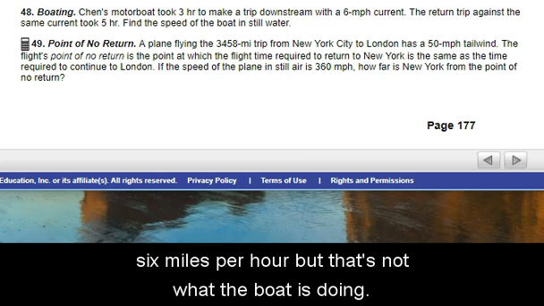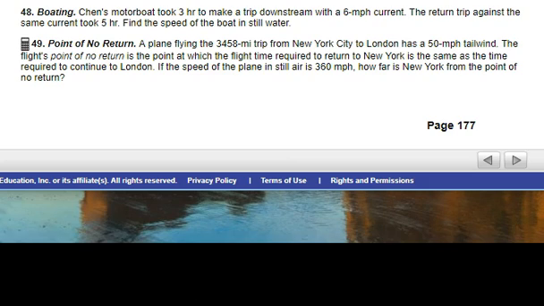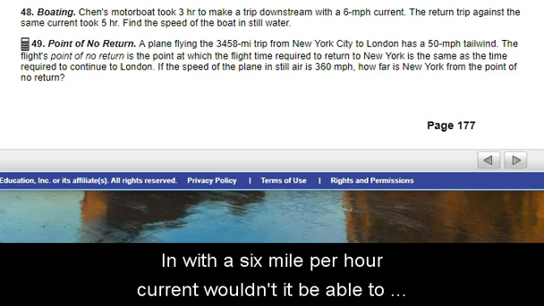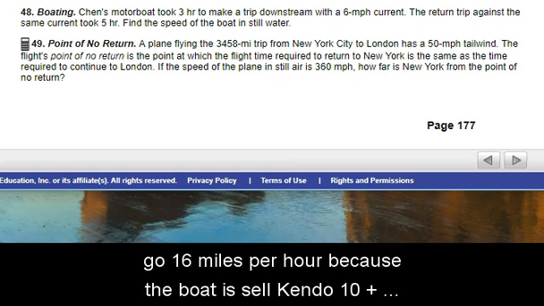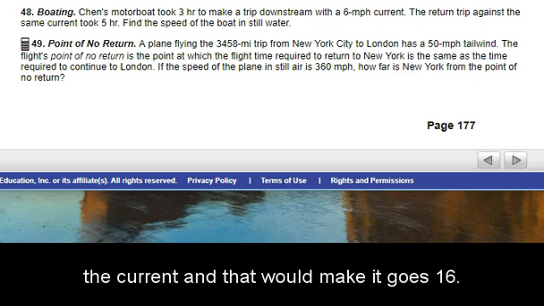The current's moving 6 miles per hour, but that's not what the boat is doing. Let's say that the boat under its own speed could go 10 miles per hour. If the boat can go 10 miles per hour in still water, then with a 6 mile per hour current, wouldn't it be able to go 16 miles per hour? Because the boat itself can go 10, plus the current is pushing it to go faster because it's going with the current, and that would make it go 16.